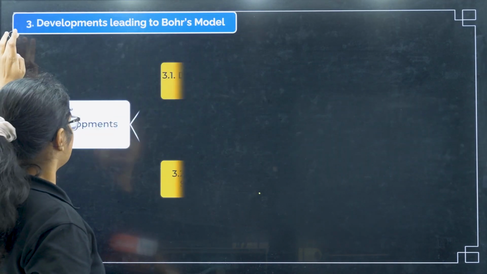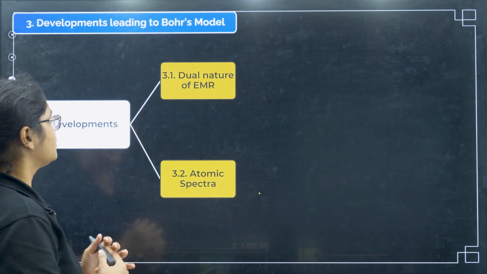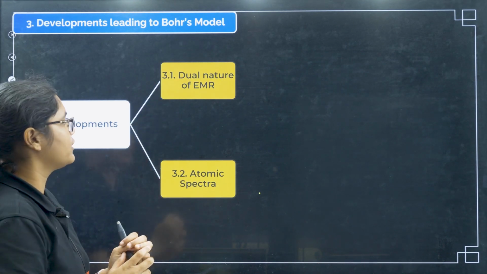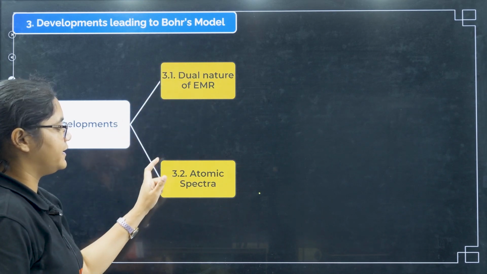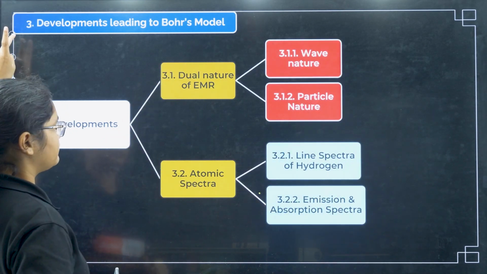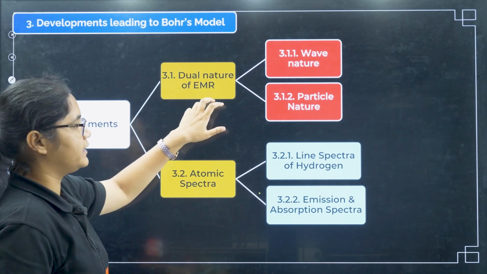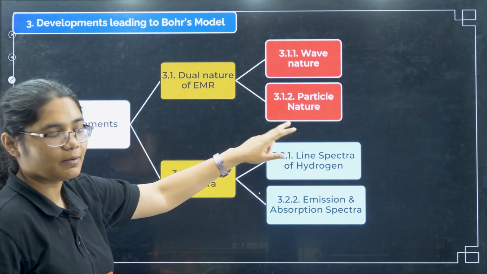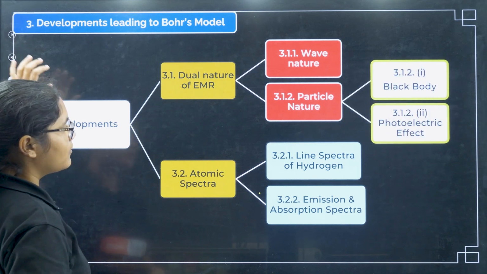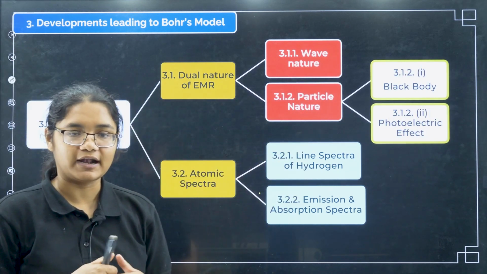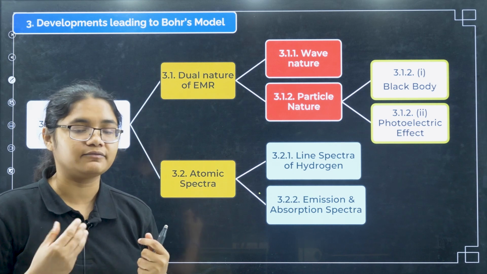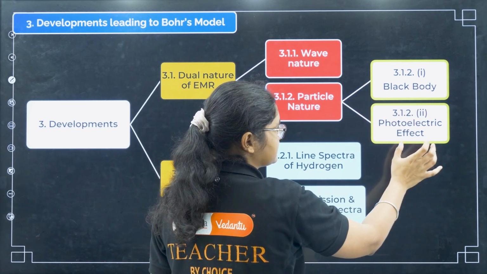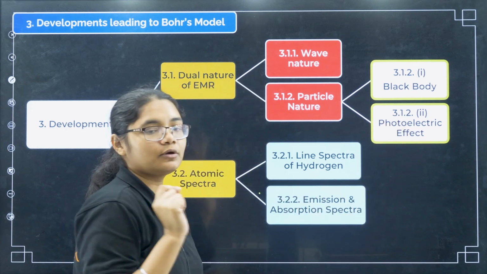Okay. As I told you, there were developments that took place before Bohr gave his model. One is the dual nature of electromagnetic radiation, another was atomic spectra. Under dual nature of electromagnetic radiation, electromagnetic radiations have both wave nature and particle nature. We already knew that electromagnetic waves have wave nature, but particle nature was established by two important experiments, that is black body radiation and the photoelectric effect.